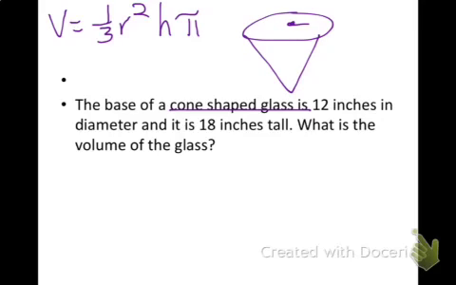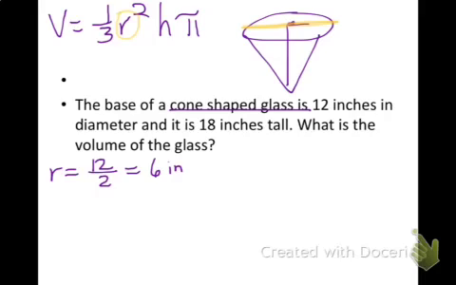And that's what our cone looks like, and that's our height. So the base of the cone-shaped glass is 12 inches in diameter. So that means that the total distance across is 12. But in our formula, we're using r. So what we have to do is find what r is by dividing by 2. So r is equal to half of our diameter, which is 6 inches.